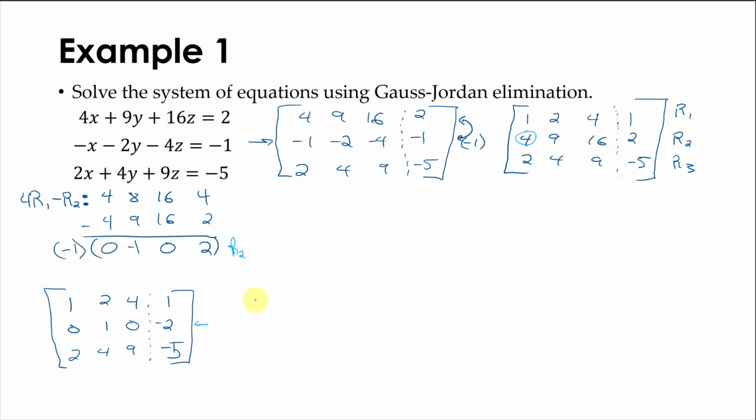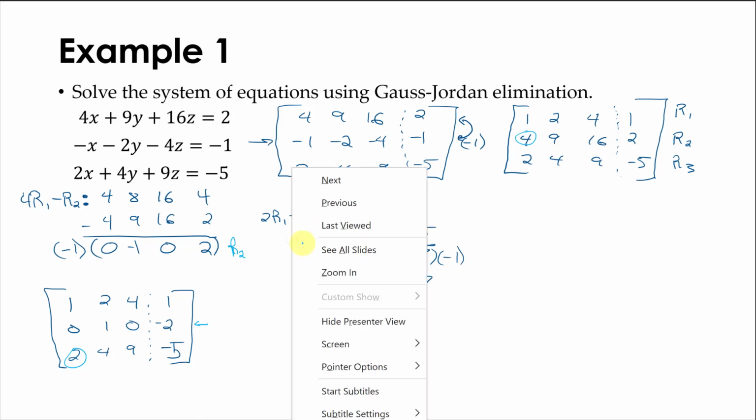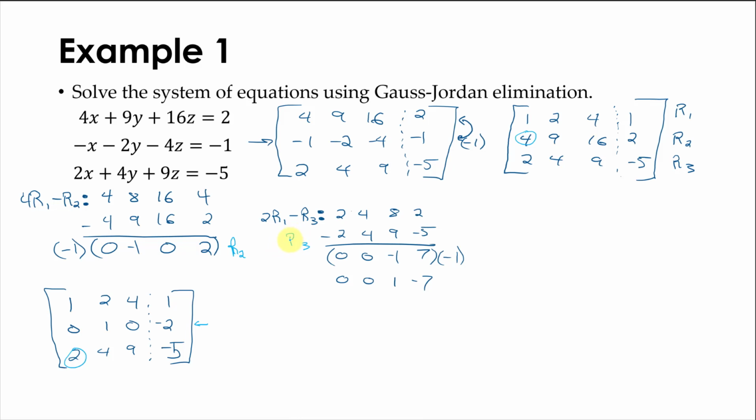Now I want to make the 2 here in my third row a 0. In order to do that, I'm going to multiply 2 by row 1 and subtract row 3 from that. This is going to be my new row 3. So this is what our process looks like.